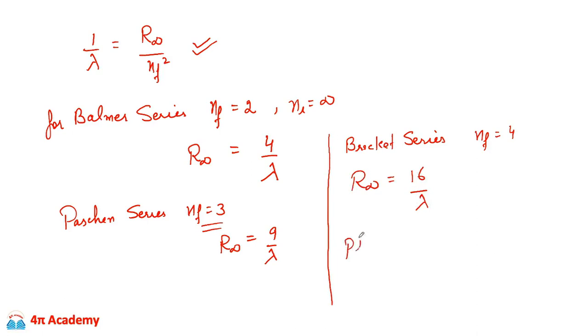And similarly for the Pfund series. Therefore, as there is a change in wavelength for each spectral series, the value of this Rydberg constant is changing with respect to wavelength. So for the Pfund series, we know that the value of nf is equal to 5, and it comes of the order of 25 over lambda.